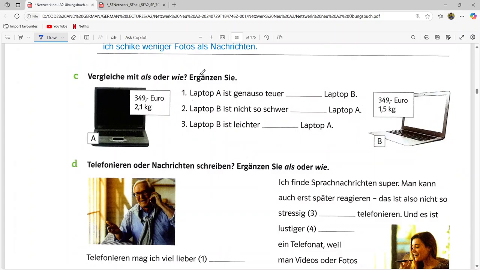Vergleiche mit als oder wie. So als is to compare. Any of the comparison will be greater or less. In wie, the comparison is equal. For example, product A, product B, the price is equal. So if it is equal, we will use wie. If it is not equal, for example, the weight is not equal, we'll use als. Okay, so let us solve.